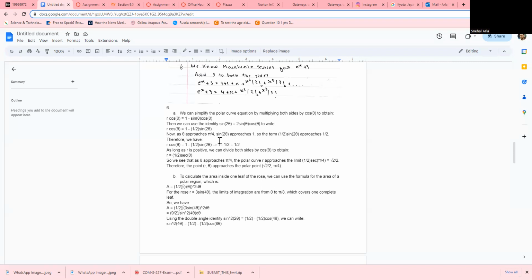Now as theta approaches pi by 4, sine 2 theta approaches 1, so the term 1 half sine 2 theta approaches 1 half. Therefore we have r cos theta equals 1 minus 1 half, which is 1 half. As long as cos theta is positive, we can divide both sides by cos theta to obtain r equals 1 half sec theta. So as theta approaches pi by 4, the polar curve r approaches the limit 1 half sec pi by 4, which equals square root 2 by 2. Therefore, the point r, theta approaches the polar point square root 2 by 2, pi by 4.